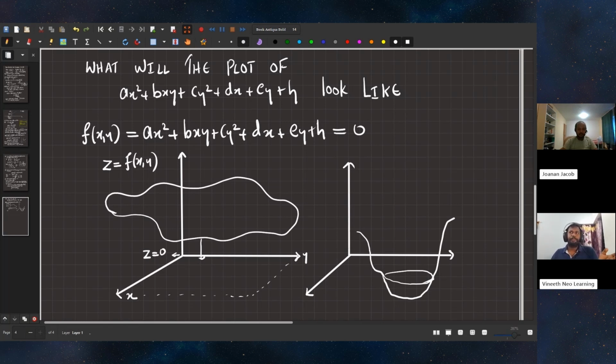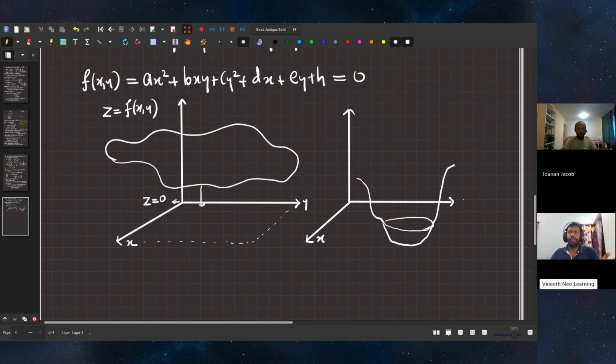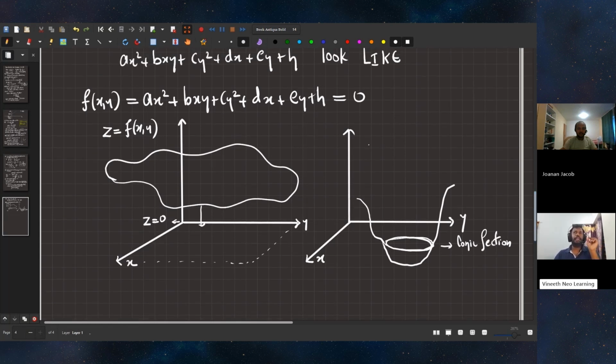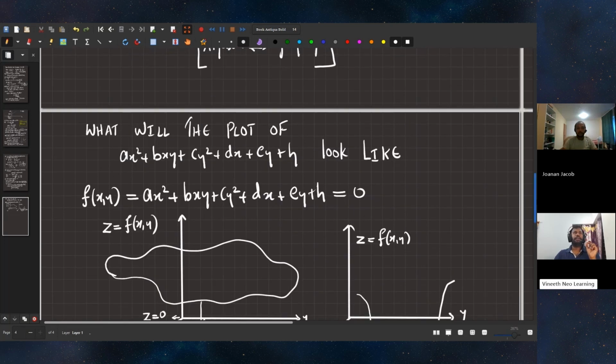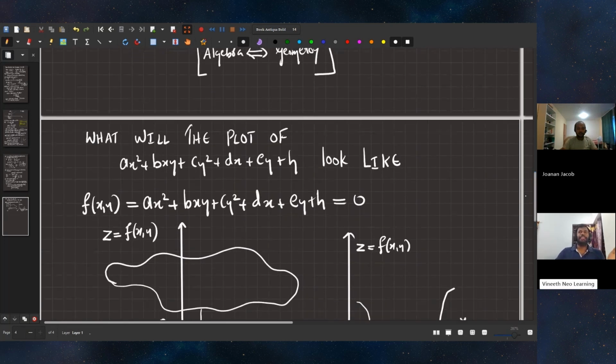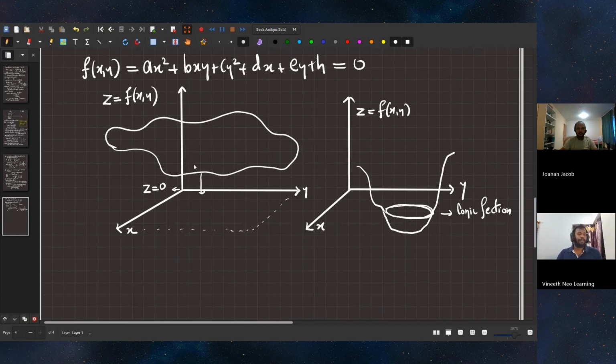This is x and this is y, and the points of intersection are actually called a conic section. This is what happens when we plot the polynomial in the x, y, and z space. This is what the plot will look like.